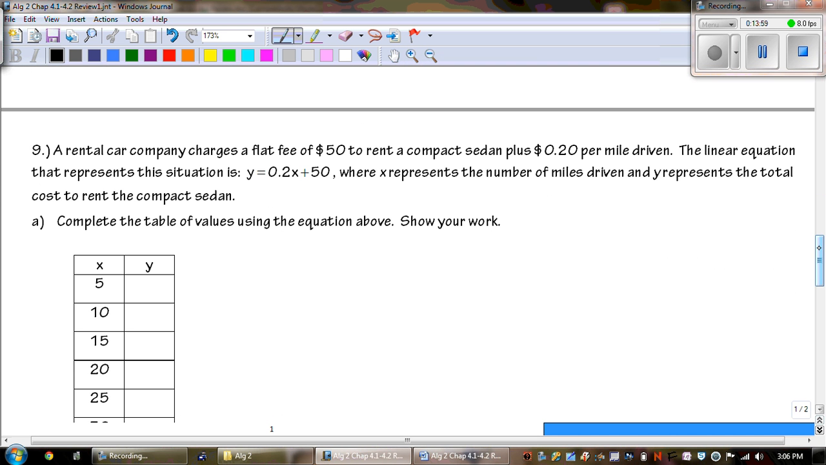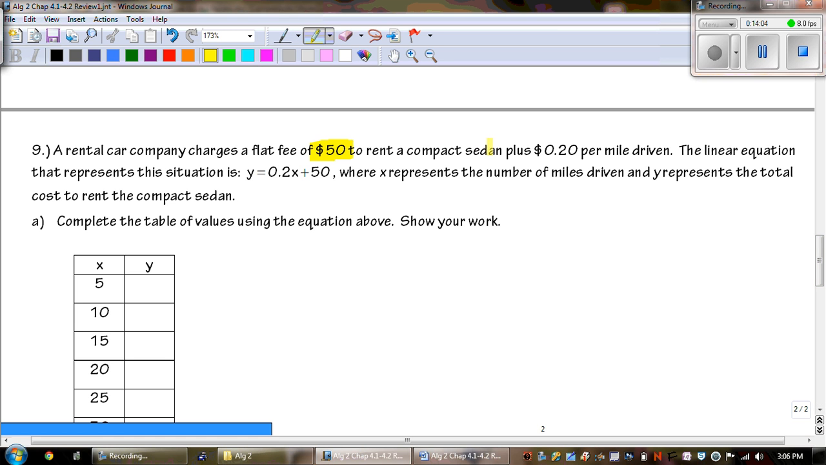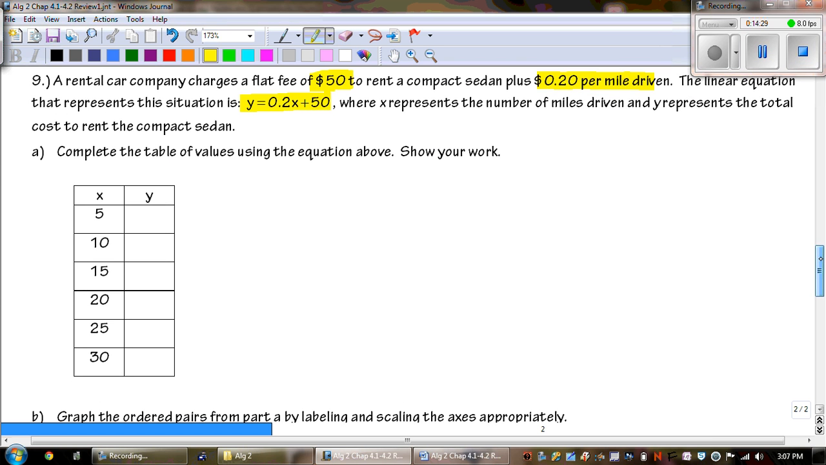So a rental car company charges a flat fee of $50 to rent a compact sedan plus 20 cents per mile driven. The linear equation that represents this situation is y equals 0.2x plus 50, where x represents the number of miles driven and y represents the total cost to rent the compact sedan. Complete the table of values using the equation above. Show your work.